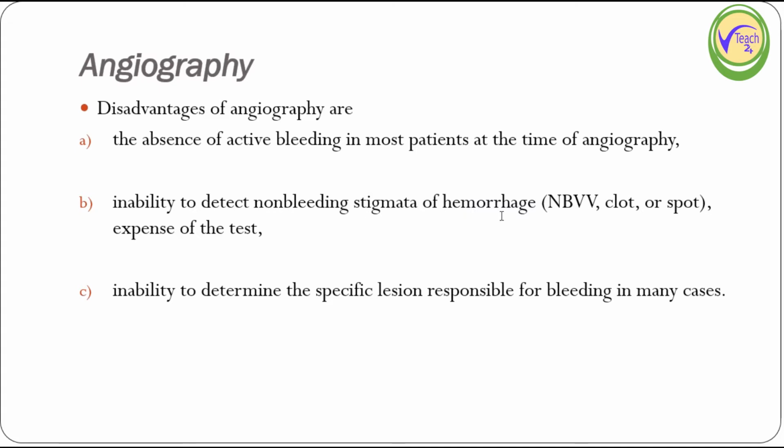What are the non-bleeding stigmata of the hemorrhage? Like a non-bleeding visible vessel or a clot. Even a flat spot can also be a stigma of recent hemorrhage. So there is an inability to detect the specific lesion responsible for the bleeding in many cases. Angiography can only give us the clue that the patient is bleeding, and usually is not going to give us any detailed information about the cause of the bleeding.